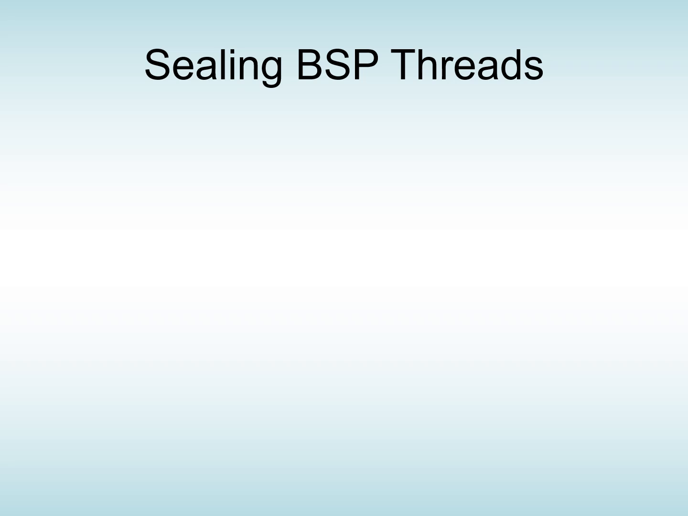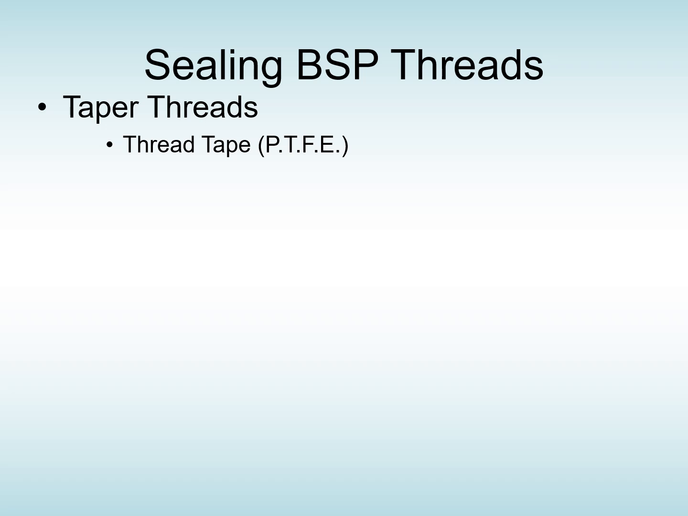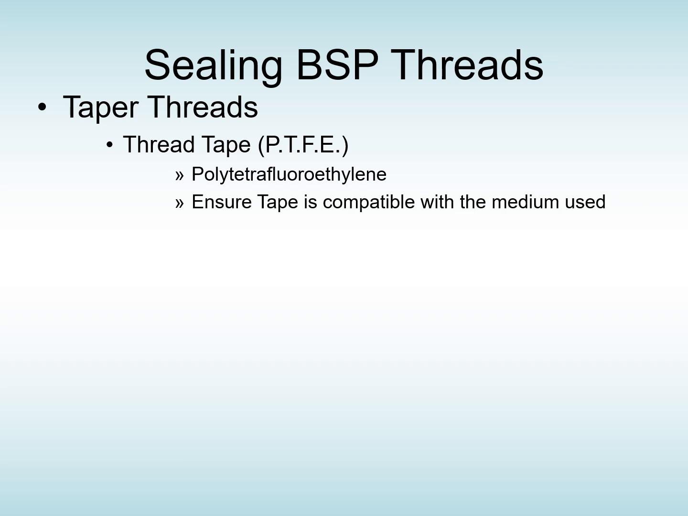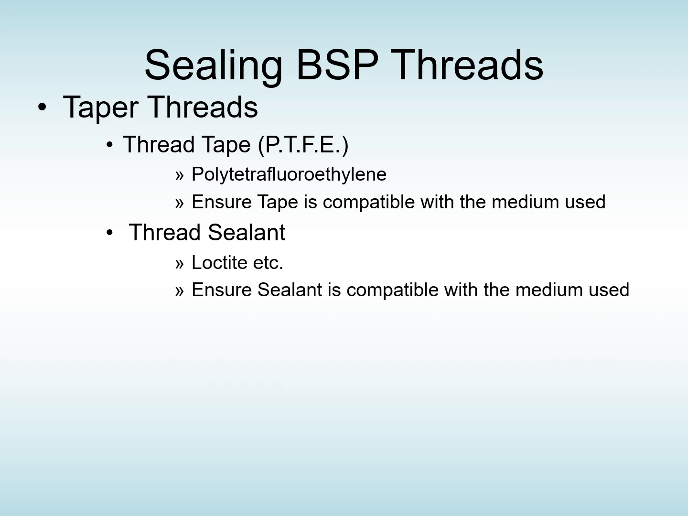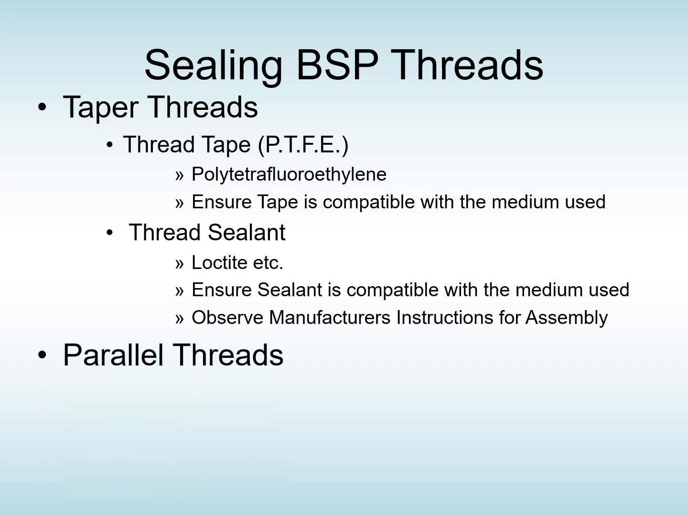So, sealing BSP threads, taper threads: thread tape, PTFE, polytetrafluoroethylene. Ensure the tape is compatible with the medium to be sealed against. They have thread sealant, they have Loctite, etc. Ensure the sealant is compatible with the medium to be used. Observe the manufacturer's instructions for assembly. Sometimes they ask you to use a spray first, and sometimes they don't.